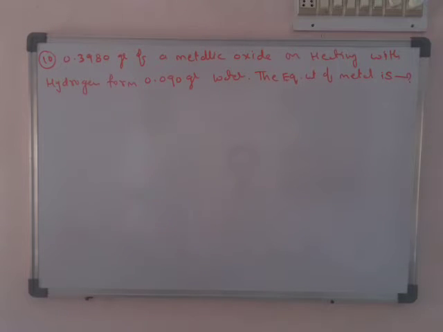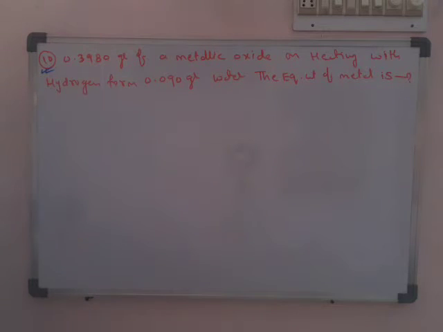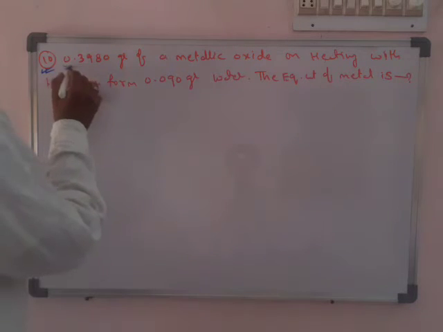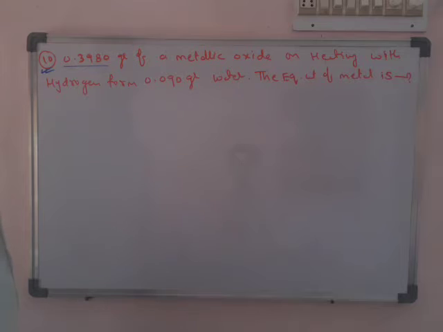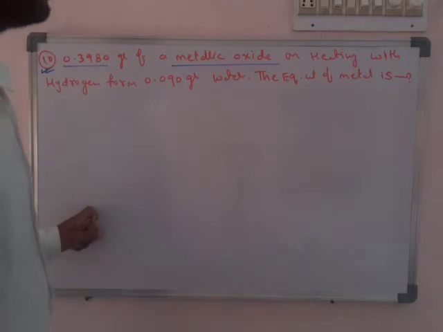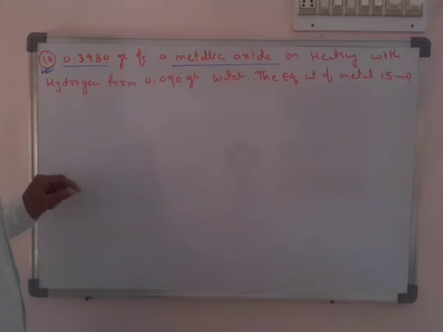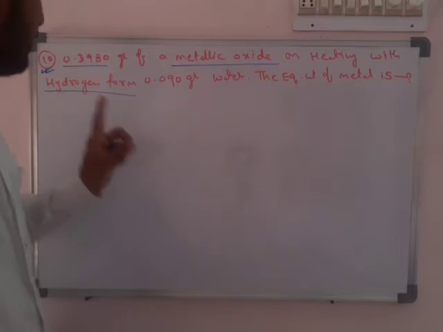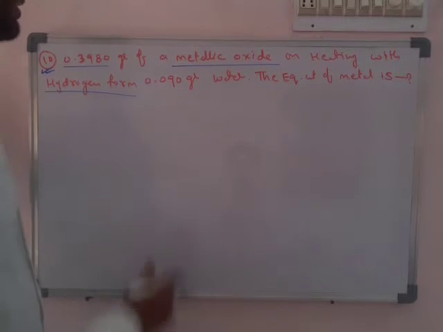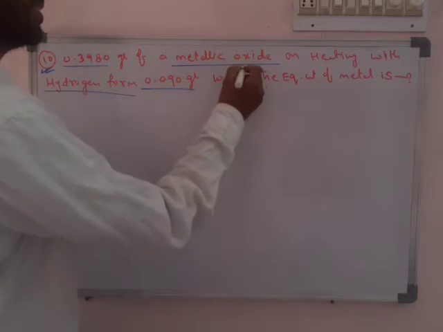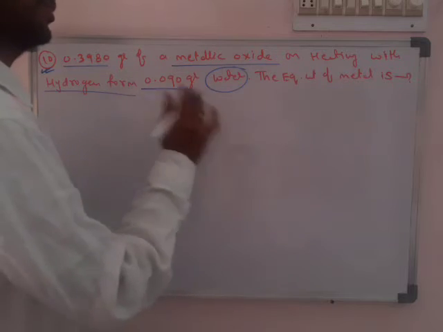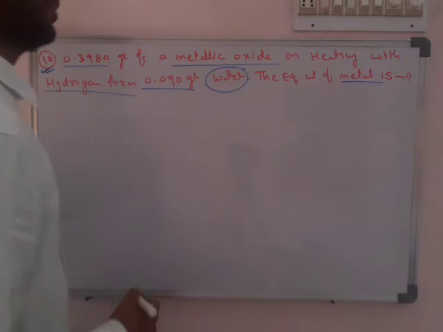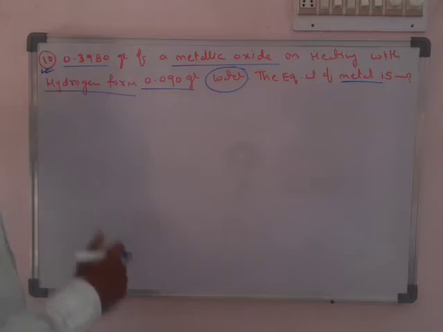See question number 10 in the worksheet. It is also a very interesting problem. 0.3980 grams of a metallic oxide, means a metal oxide whose weight is given, on heating with hydrogen forms 0.090 grams of water. Find the equivalent weight of the metal.